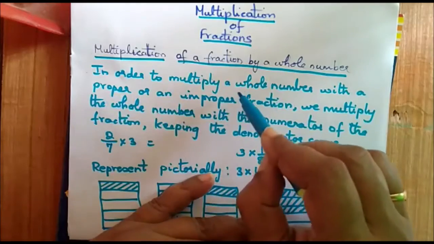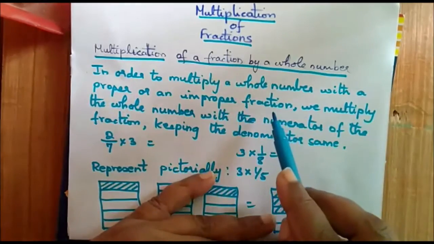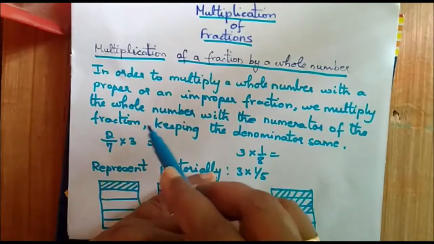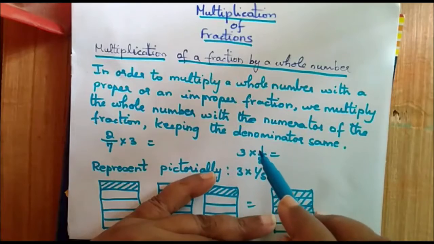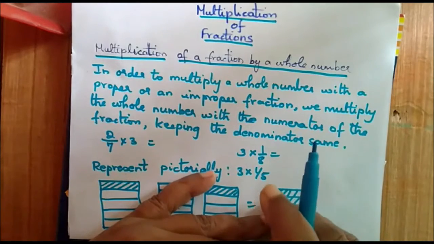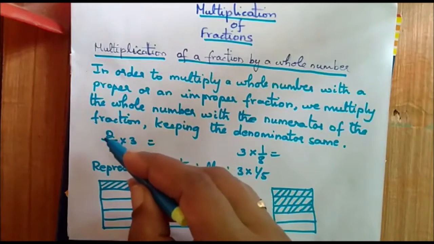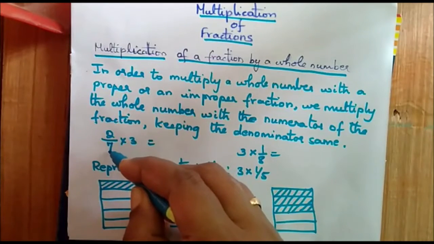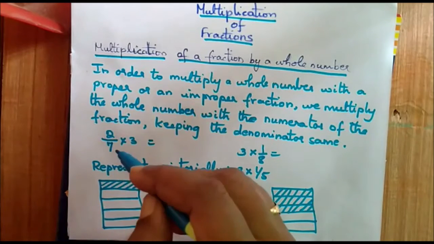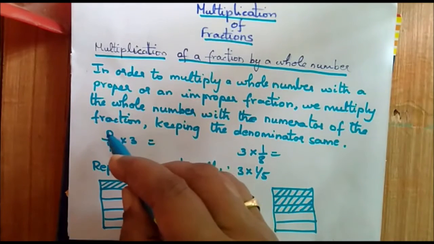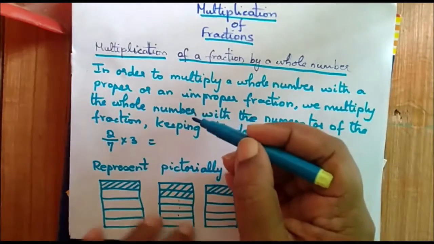In order to multiply a whole number with a proper or an improper fraction, we multiply the whole number with the numerator of the fraction, keeping the denominator same. Now what is said in these words? That is, if I take a fraction like 2 by 7 and I multiply it with a whole number, what should I do? I should multiply the whole number with the numerator by keeping the denominator the same.